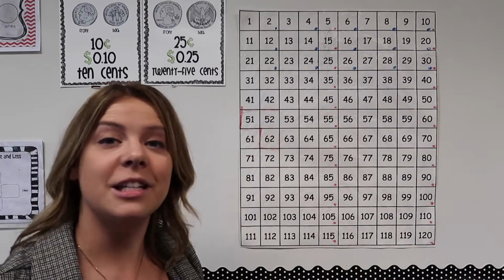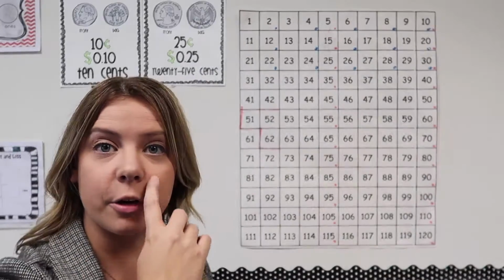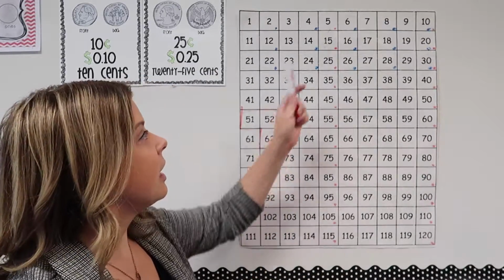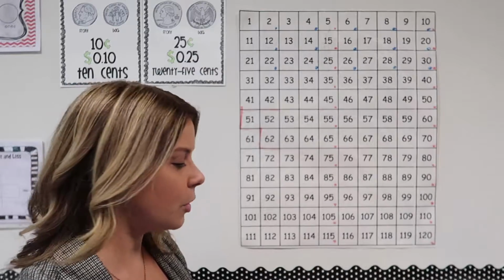So I know that if I need to find a number on the 120 chart, I can just look here and count by fives until I find it, okay?